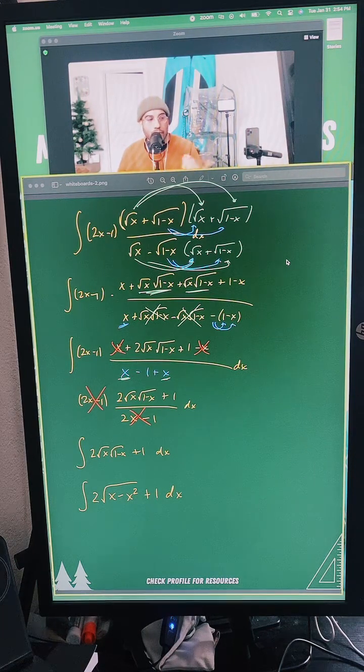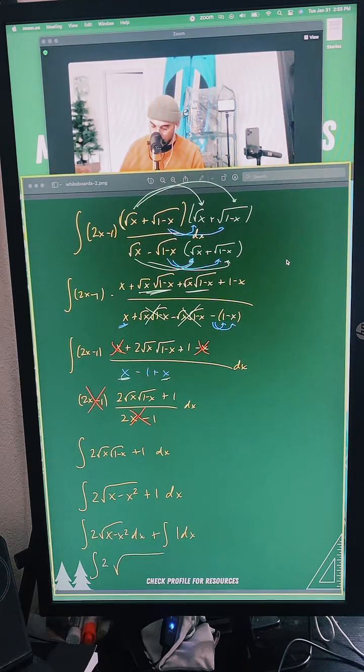All right, we have two things being added together. Let's go ahead and just separate these two. So that second integral, the integral of 1 is just going to be x. We're not going to really worry too much about that. What we're going to focus on is that 2 root x minus x squared. So let's go ahead and rewrite it. This is a 2, and then I have the integral of root negative x squared plus x, plus the integral of 1 dx.